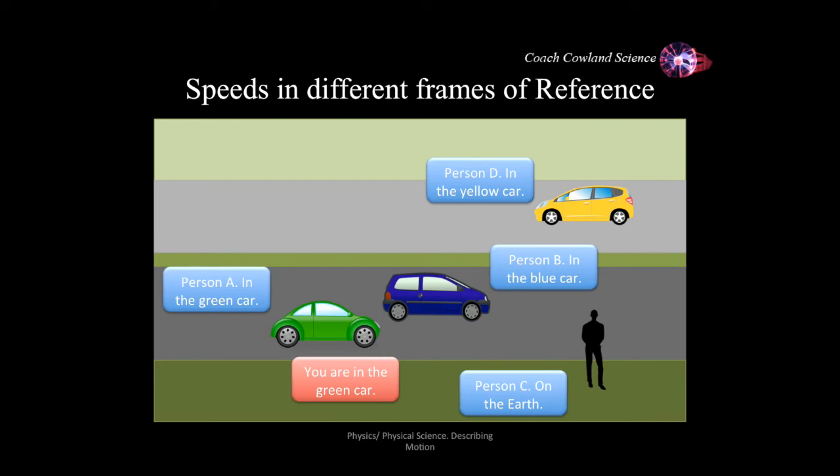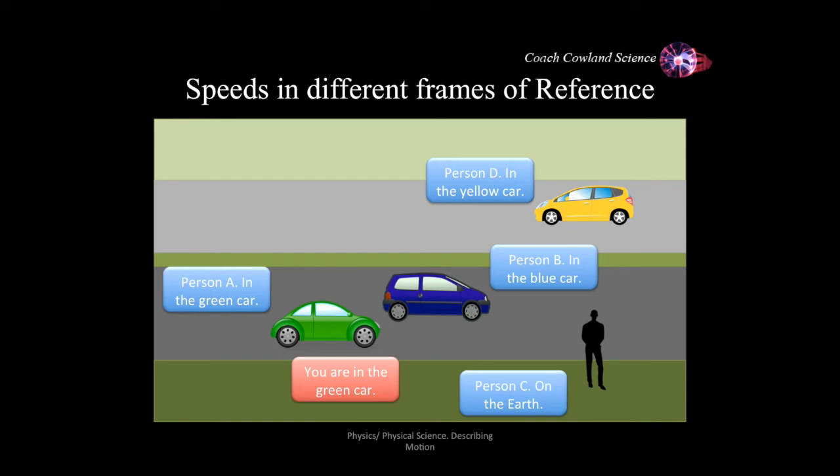Finally, in the yellow car, person D is also traveling at 65 miles an hour, but in the opposite direction. Relative to you, that person is traveling at 130 miles an hour. Because you're traveling at 65, they're traveling at 65 towards you. So the combined speeds there, when you add them together, add up to 130 miles an hour. Relatively speaking, they are traveling very fast, even though they're traveling exactly the same speed as you.